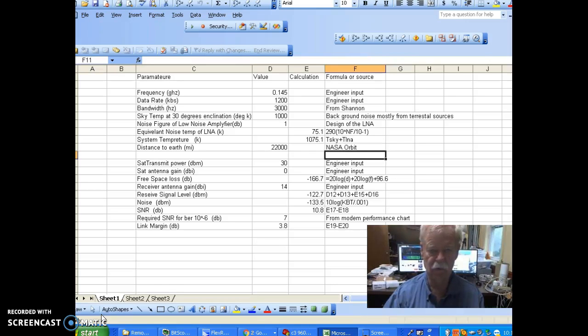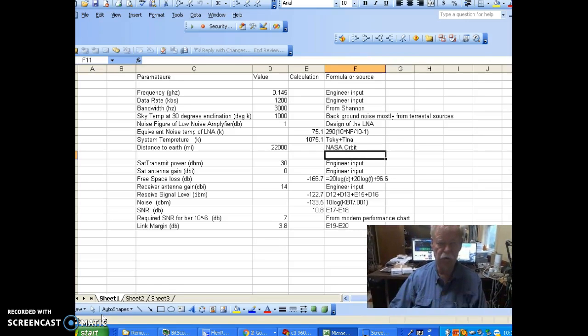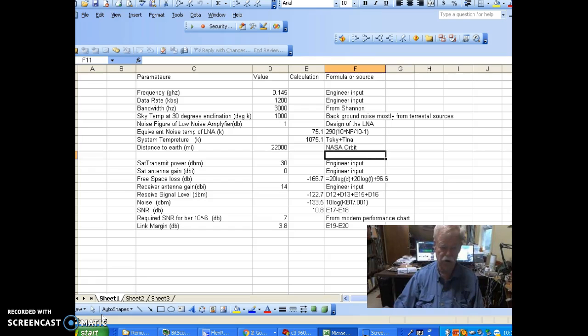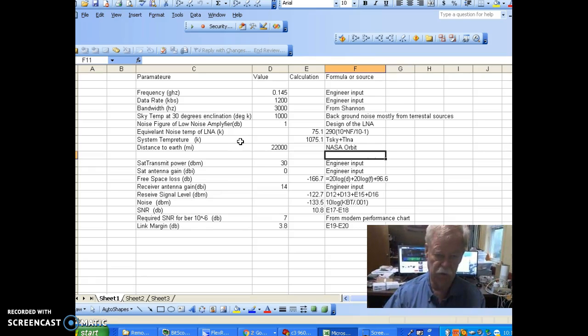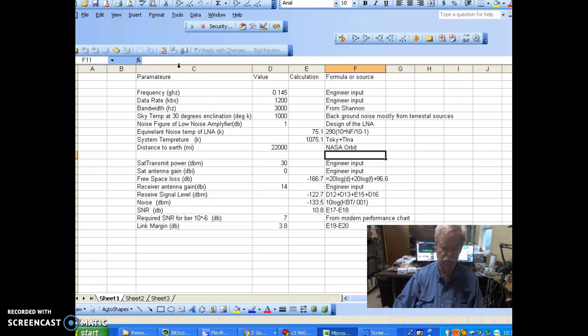Hello everybody, I'm Nick, and today we're going to try to describe link budgets on satellites going out to GTO. Now the way I typically do this is I set up a spreadsheet, and on the far left column, the C column, I put parameters such as the frequency, the data rate, and things like that. Now some of these parameters have numbers with them, and some of these things require calculations.